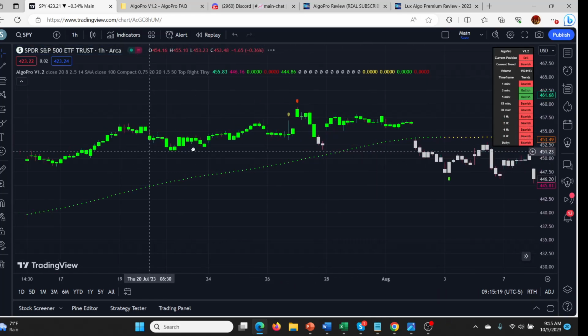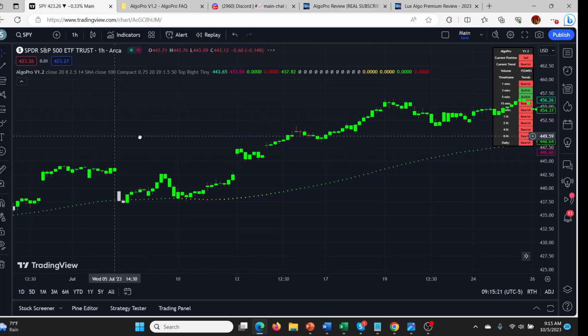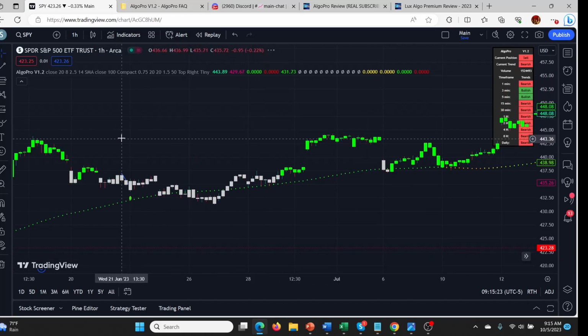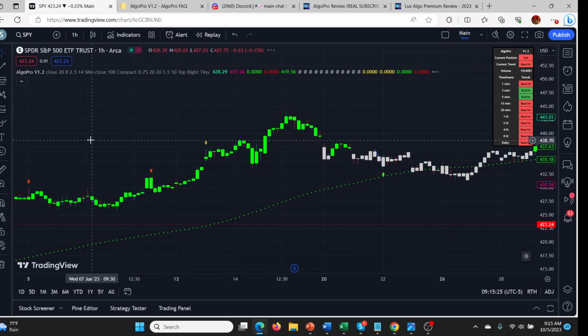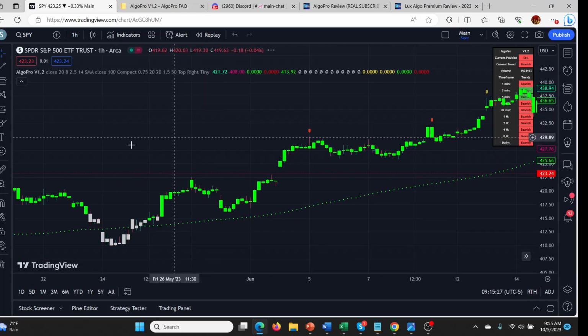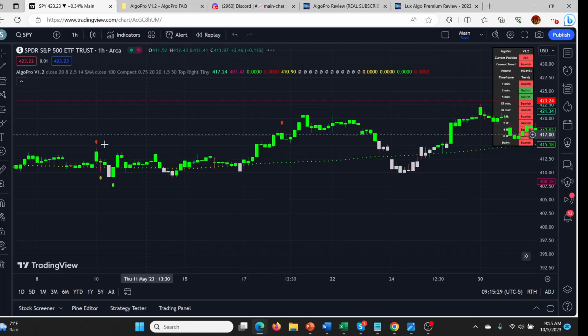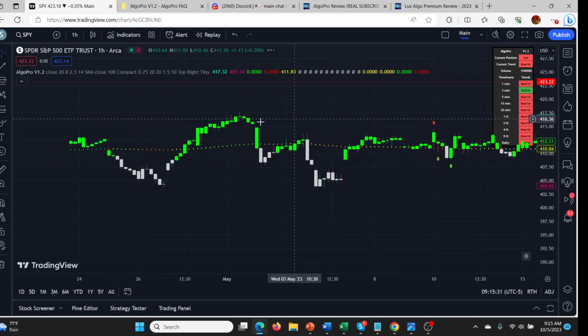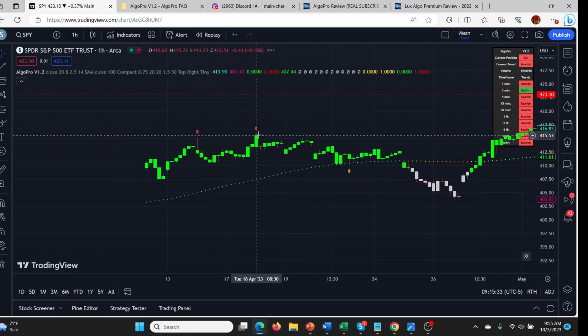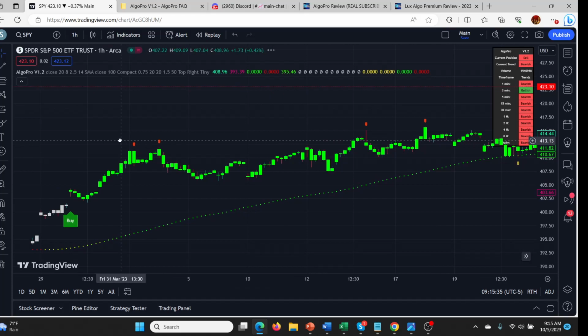Just kind of showing you some of the different signals here. Not really picking anything in general, just scrolling until we see signals and let you guys decide whether you think this would be reliable or not. Not a lot of signals on the 1 hour on SPY. Here we go, here's a buy.